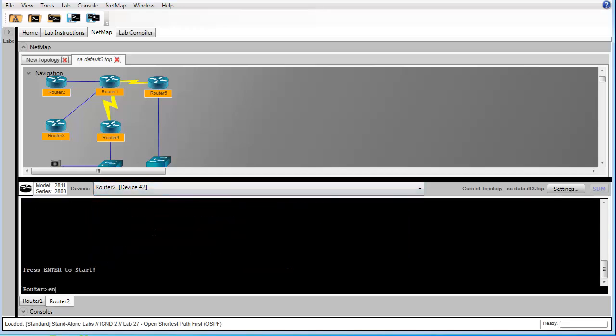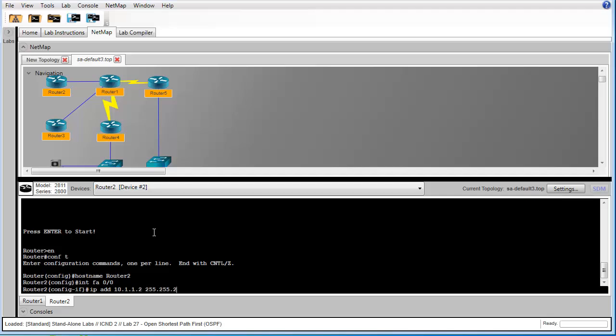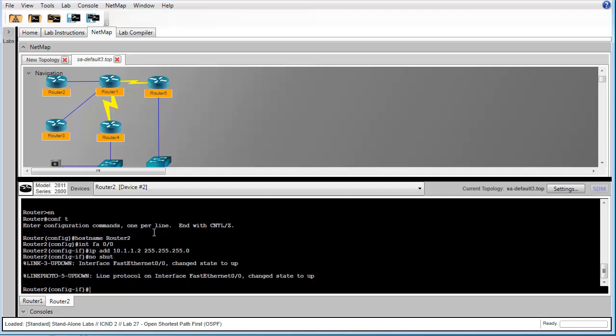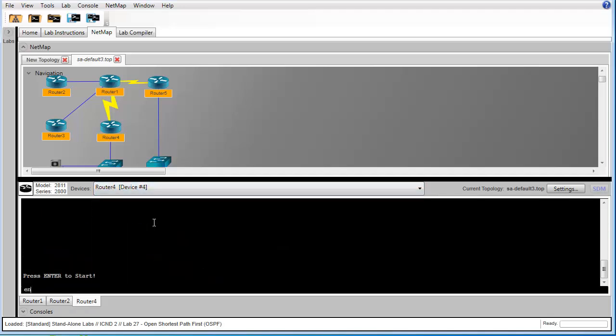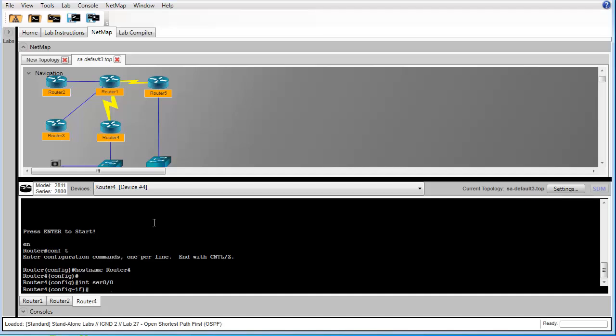Next I'll move on to router 2 and configure the host name, and the Fast Ethernet 0/0 interface as well. And finally we'll move to router 4, and configure the IP address on interface serial 0/0.